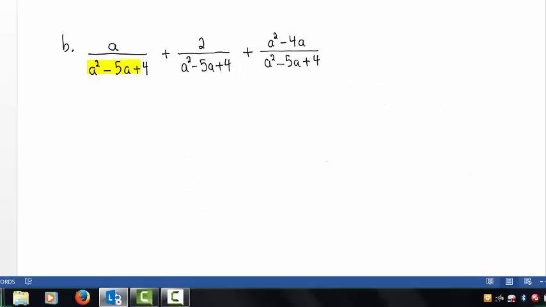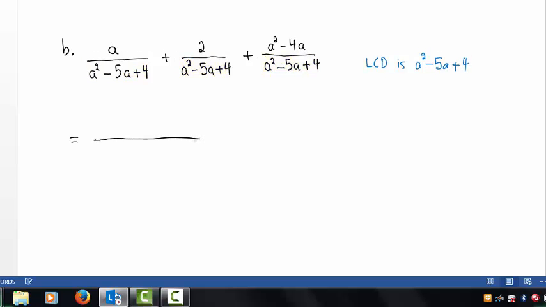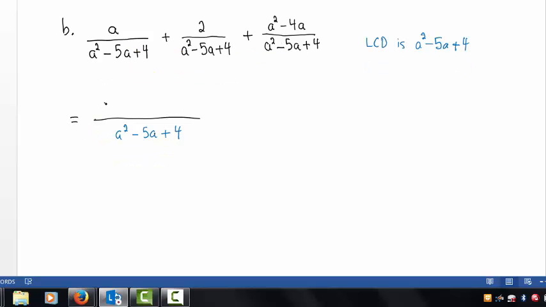Here's another example where each of the added rational expressions has the same denominator already. Therefore, our least common denominator is that very same a squared minus 5a plus 4. Therefore, when we add these fractions together, the denominator will be the very same a squared minus 5a plus 4. In the numerator, we will string together these expressions. We get in the numerator a plus 2 plus a squared minus 4a.